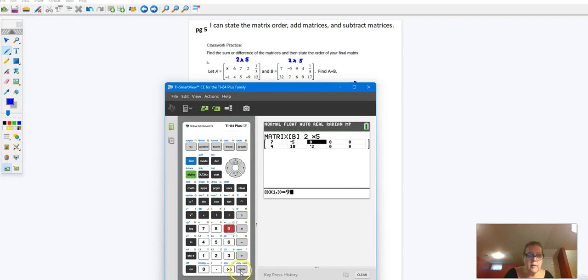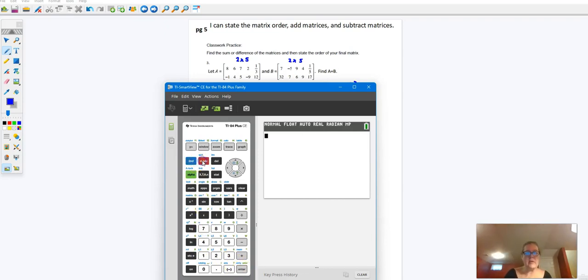9, 4, 1 divided by 5. The reason I'm showing you this one is I want to show you how to deal with the fractions that we will eventually get here. 9 and 17. Okay. Here we go. So I have my 2 matrices now.